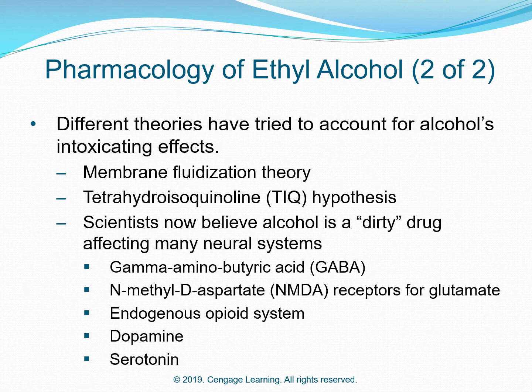Different theories have tried to account for alcohol's intoxicating effects, such as the membrane fluidization theory and the tetrahydroisoquinoline hypothesis. Scientists now believe alcohol is a dirty drug affecting many neural systems: gamma-aminobutyric acid, NMDA receptors for glutamate, endogenous opioid systems, dopamine, and serotonin.